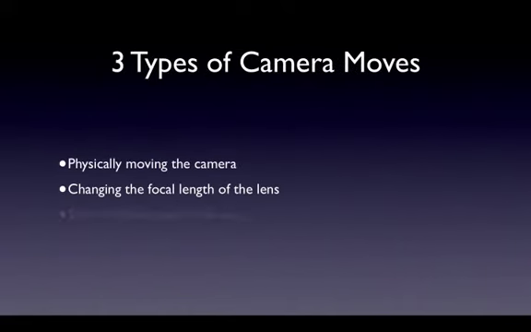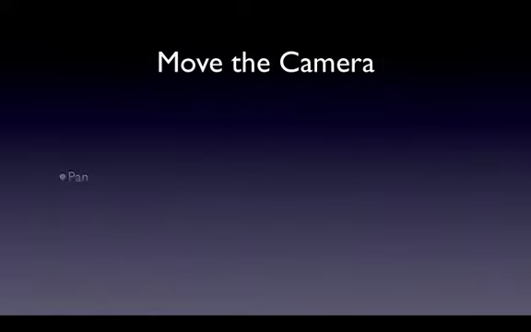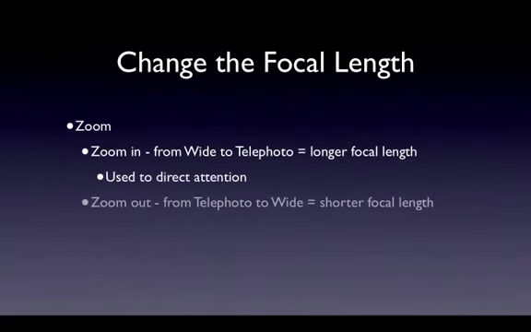There are 3 types of camera moves that you can do with a single news gathering camera. You can physically move the camera, you can change the focal length of the lens, which we know is a zoom, or you can change the point of focus of the lens, which is known as a roll focus. If you're going to physically move the camera when it's attached to a tripod, the only thing you can do is pan it, which is swing the field of view horizontally, or tilt it, which is swing the field of view vertically.